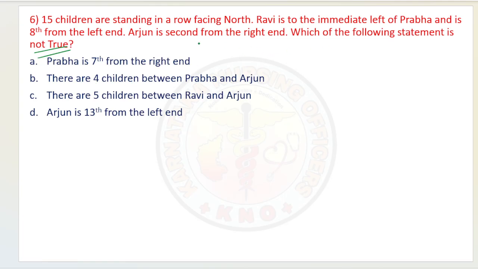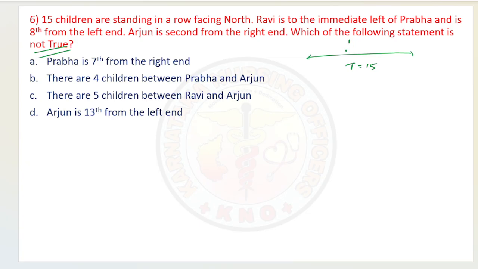Okay. So now let us write the data. So total 15 children are there and they are standing in a row facing north direction. This is north direction, right? So there are 15 children. So T is equal to 15. Okay. So here Ravi is to the immediate left of Prabha and he is 8th from the left end.